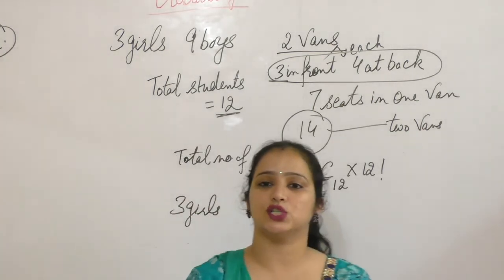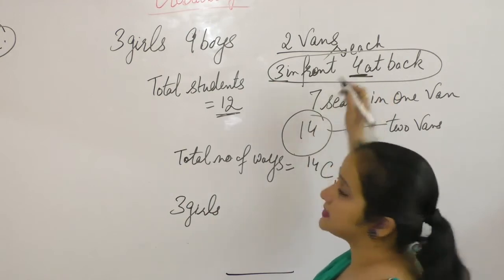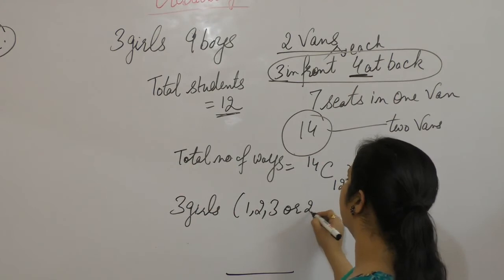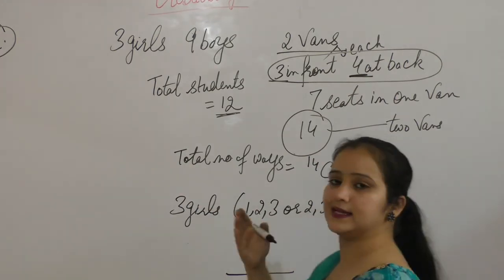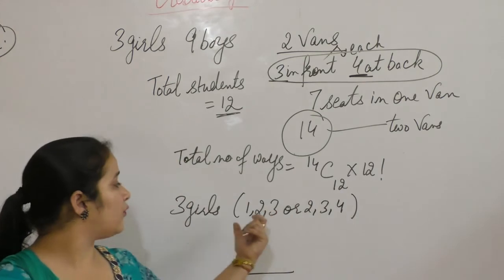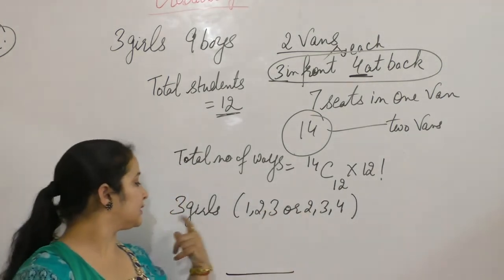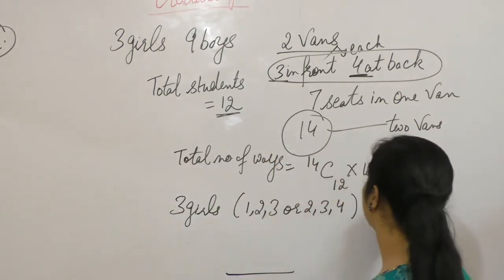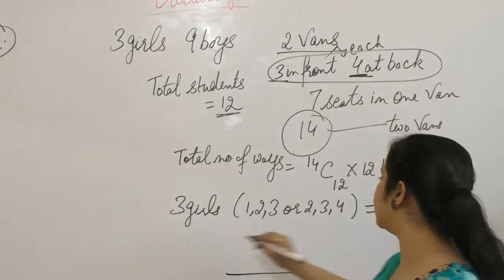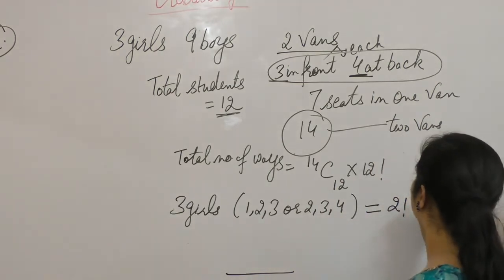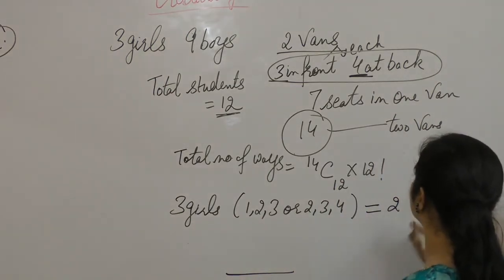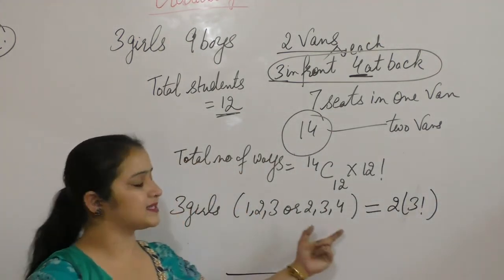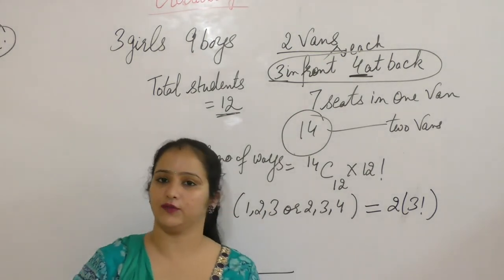If they are seated at adjacent positions, there are 4 seats at the back. So maybe first, second, third is an option, or second, third and fourth. Adjacent means seats next to one another, so 1, 2, 3 and 2, 3, 4. So in how many ways can the 3 girls be seated? There are 2 ways for the 3 girls. 3 girls can be arranged in 3 factorial ways and there are 2 possible arrangements. So 2 into 3 factorial.